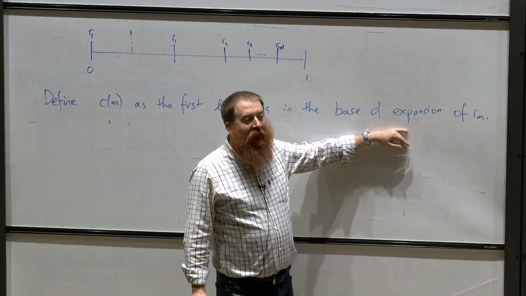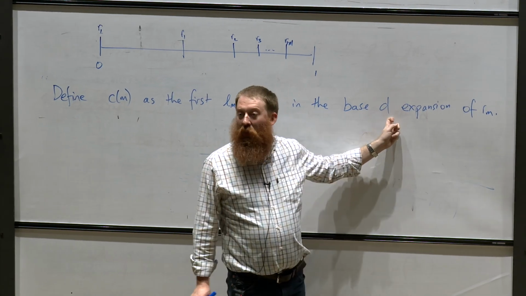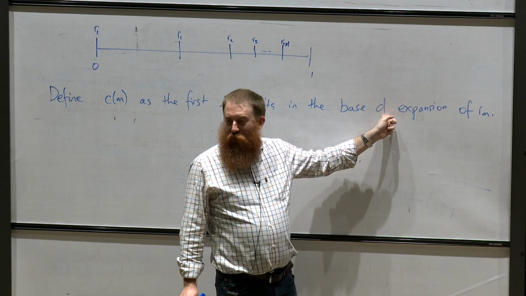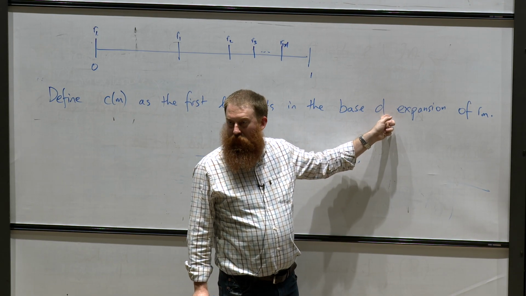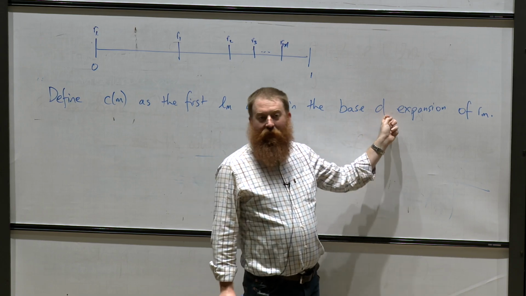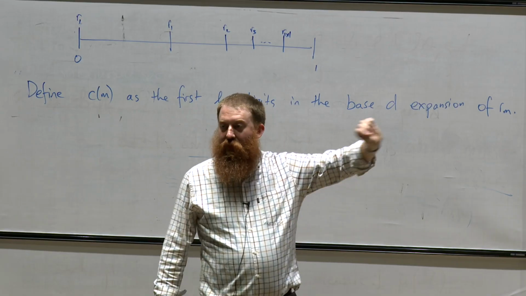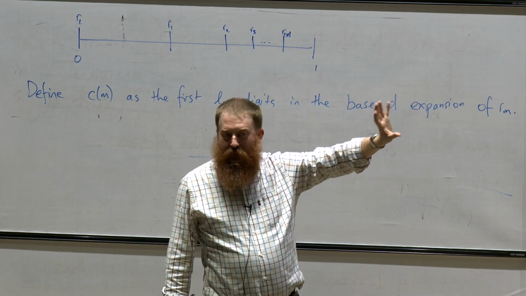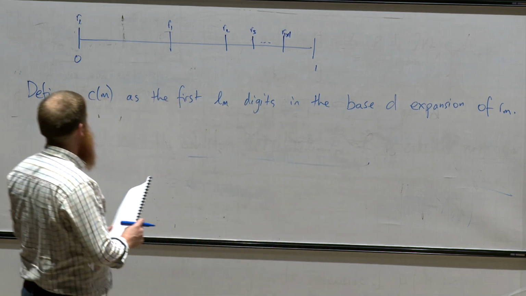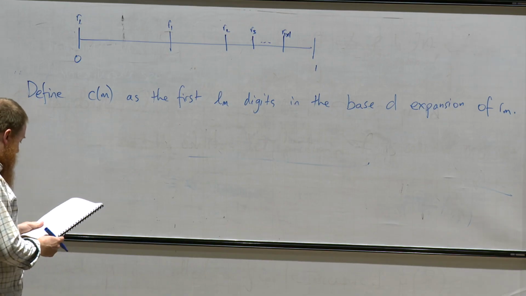I'm assuming that I don't get infinitely many copies of D minus 1. So if D is 2, that means I don't get an infinite string of 1s in my sequence. I will always have infinitely many zeros. If D is 3, that means I don't get an infinite sequence of 2s, just because I need to make sure I have a uniquely defined object. And then I take this to be the first Lm digits in that expansion.